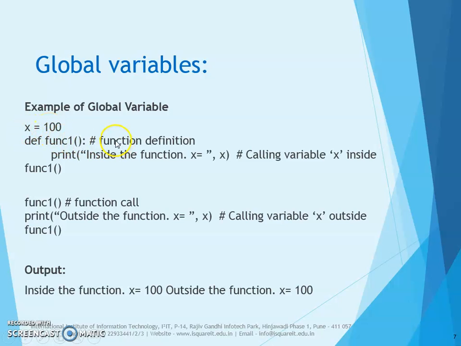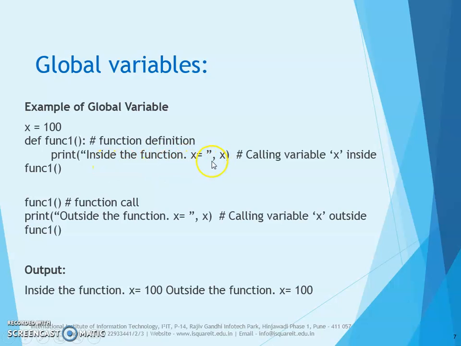The function definition is written over here, and inside the function we are trying to print "inside the function x is equal to". Same way we have done it in the previous case. Now here this function is called 2 times. In func1, as we are calling, this is also called a function call. Both these are function calls. Once this function is called, execution will go inside the function definition and it will try to print "inside the function x is equal to".